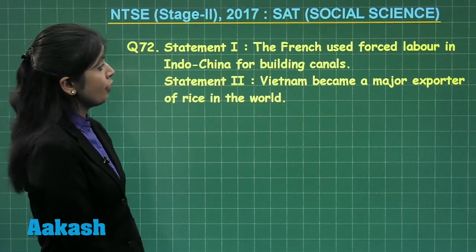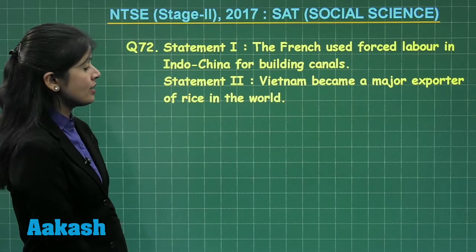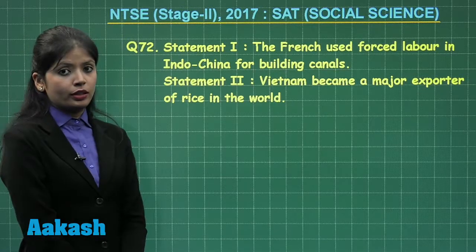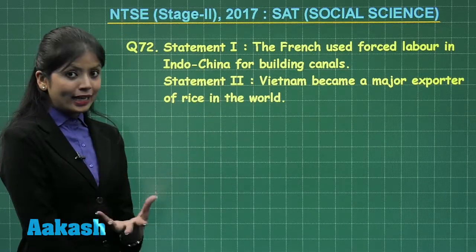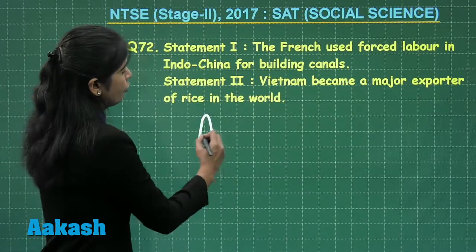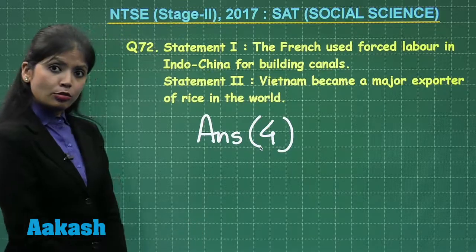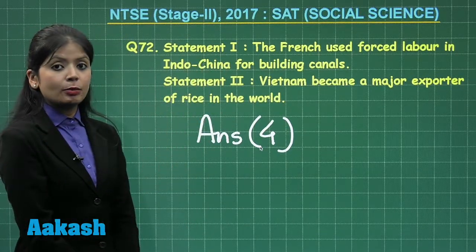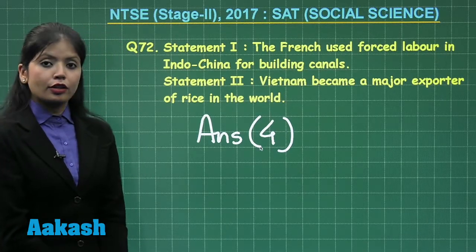Statement 1 says the French used forced labor in Indochina for building canals. Statement 2 says Vietnam became a major exporter of rice in the world. Again, there is a connection between them but no explanation to each other. Therefore, the correct answer should be option 4, where they are individually true statements but statement 2 does not provide the correct explanation for statement 1. Let's move ahead to the next set of questions.